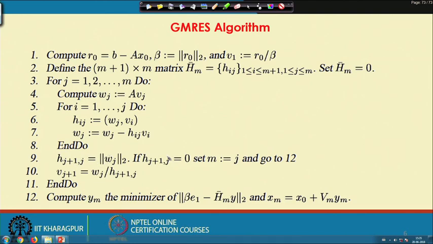So, you get a new orthogonal basis, and in that way you also calculate the Hessenberg matrix and continue till the Hessenberg matrix gives the h j plus 1, j term equal to 0. That means all the independent orthogonal vectors for the Krylov subspace are found, or the entire basis of the Krylov subspace is found. Do up to this part of m, and this part is very much the same as the full orthogonal method.